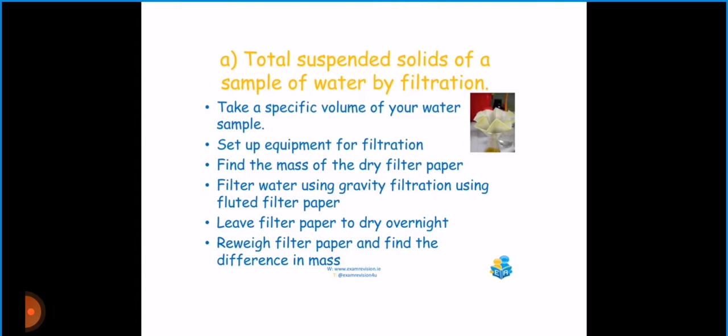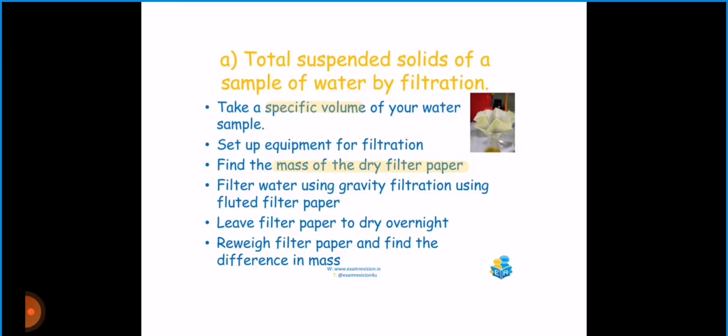So to find the total amount of suspended solids in a sample of water by filtration, what you need to do is take a specific volume of your water sample and set it up for filtration, and there's a little diagram here for you showing the setup for filtration. So it's basically a beaker, a funnel and some fluted filter paper. So you would set up your equipment for filtration. The important thing to do at the very start is to find the mass of the dry filter paper before you start. Then filter the water sample using gravity filtration, so there's no need for any sort of suction.